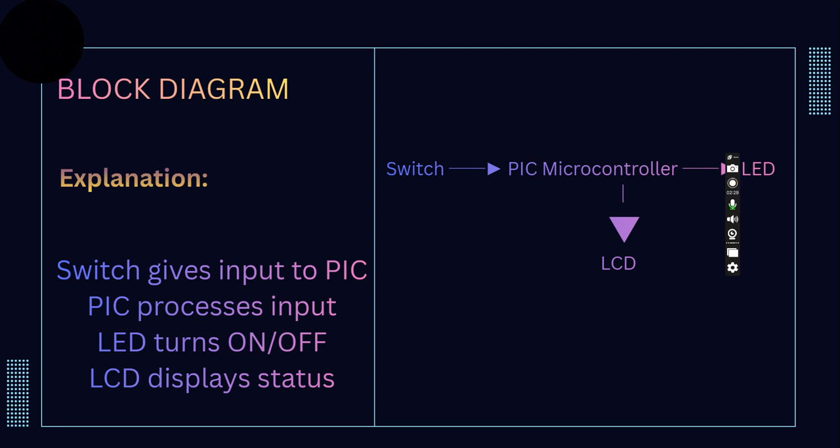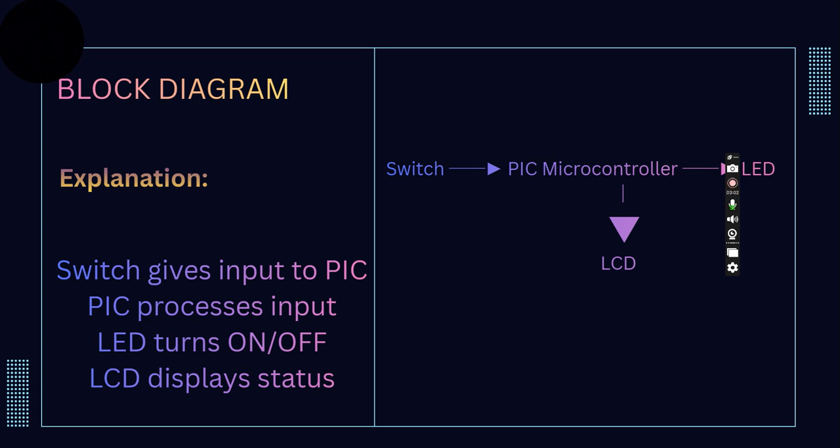Another important device in this project is the 16x2 LCD module. This display can show two lines with 16 characters on each line, so that it is very convenient to display short text messages from the microcontroller. In our project, the LCD is used to display messages such as LED on and LED off, and it helps to clearly show what the microcontroller is doing internally when the switch is pressed or released.